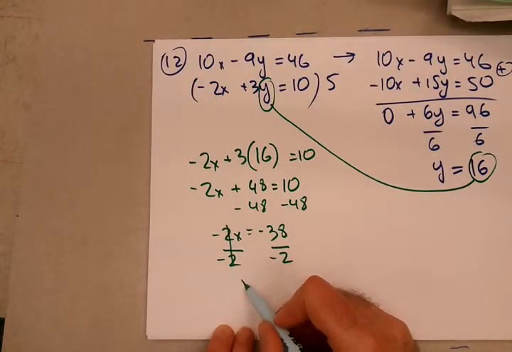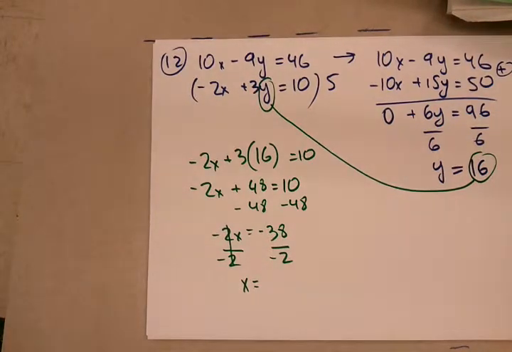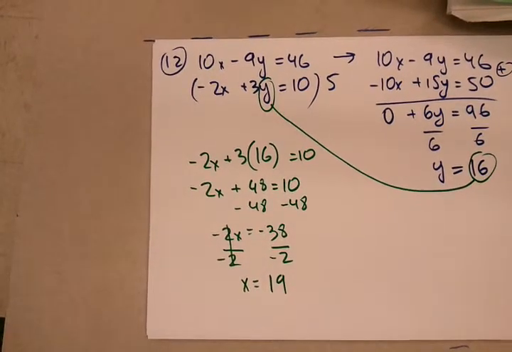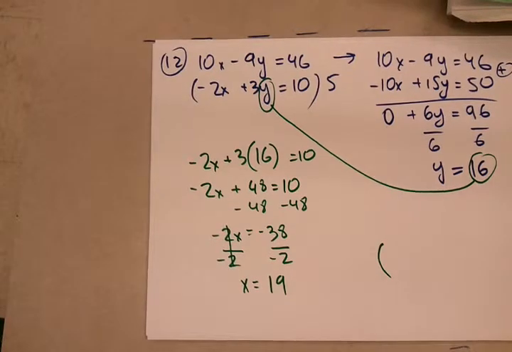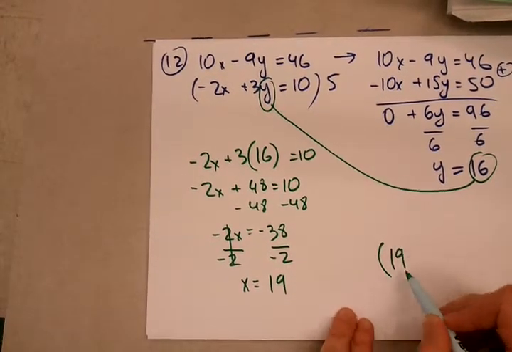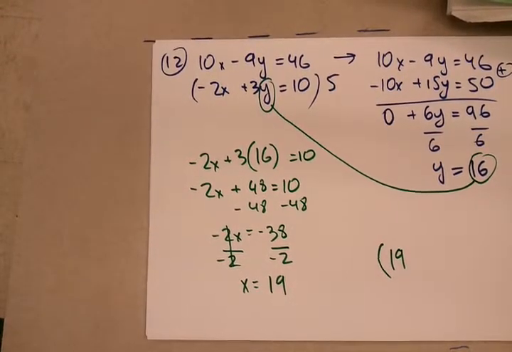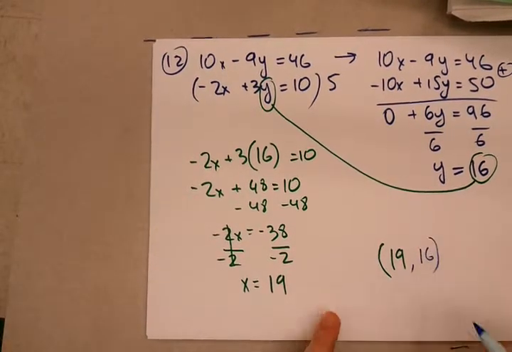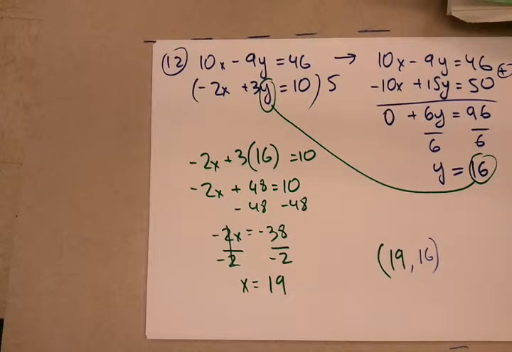Simplifies to 1. And x is going to be, if my math is right, a 19. So then your ordered pair is going to be 19, because x always goes first, and 16. And that's your answer for problem number 12.